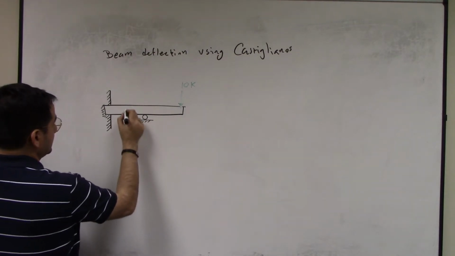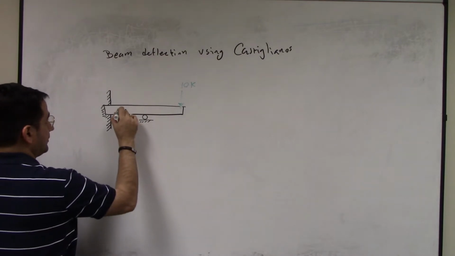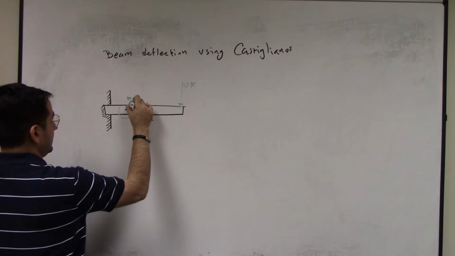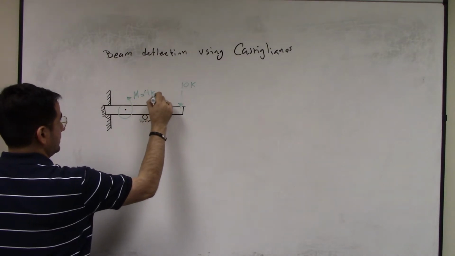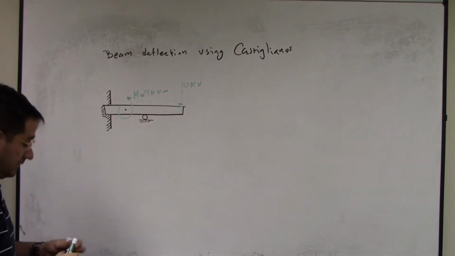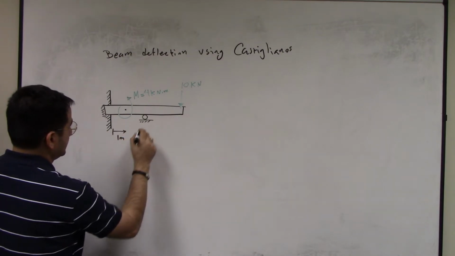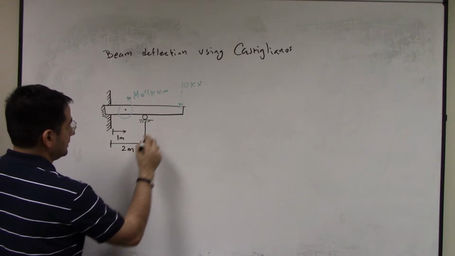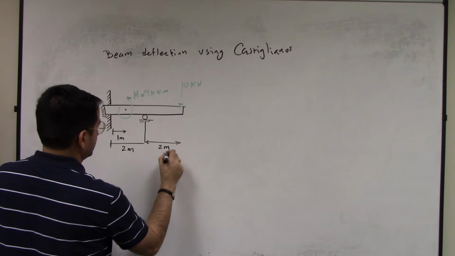and there is a moment applied right here. M is equal to 4K Newton meter. That's Newton, right? This distance is 1 meter, and this is 2 meters, and from here to here is also 2 meters.